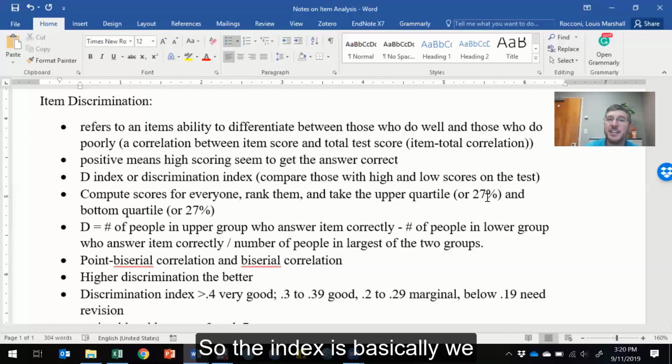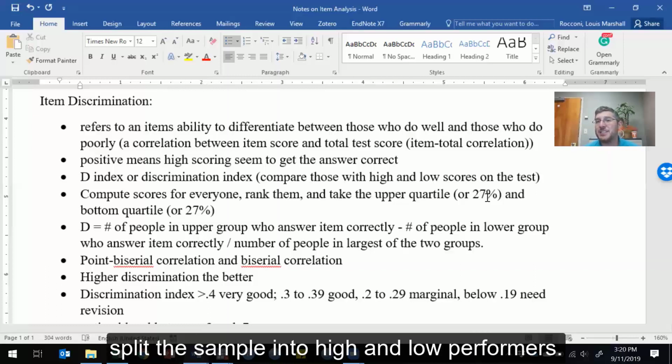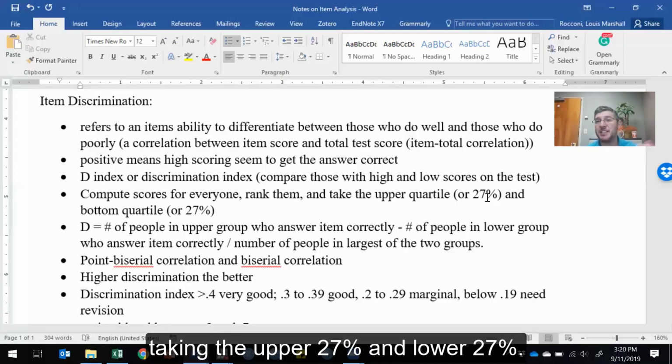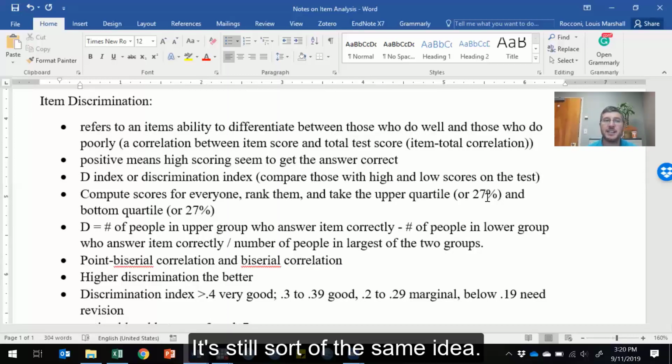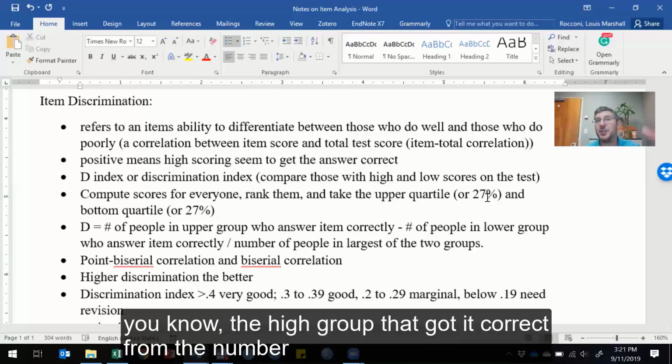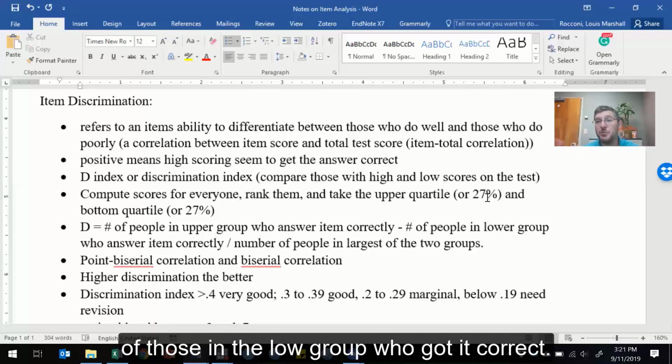So the index is basically we split the sample into high and low performers. We can either do this by taking the upper quartile, or some of the readings talk about taking the upper 27% and the lower 27%, but it's still the same idea. And then we basically compare the number of those in the high group that got it correct with the number of those in the low group who got it correct.